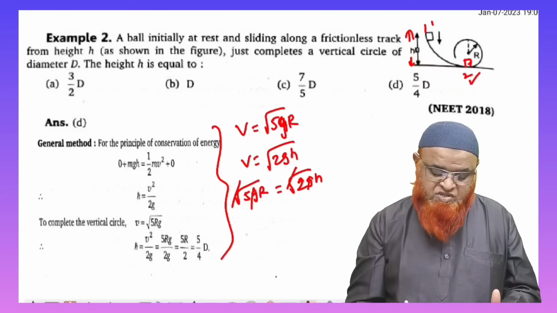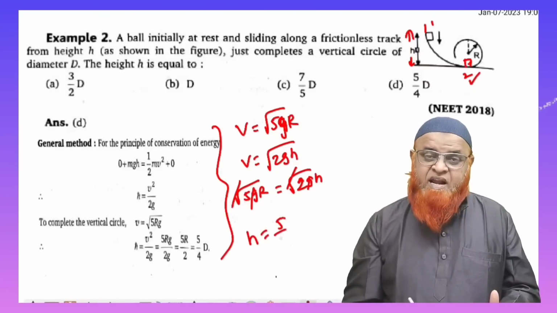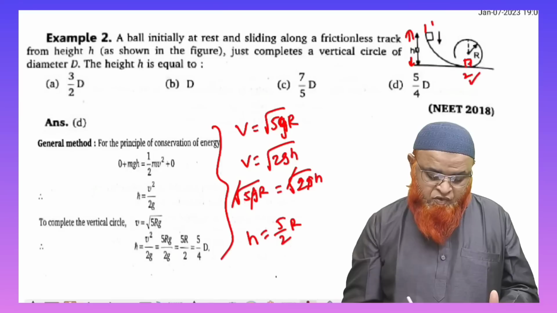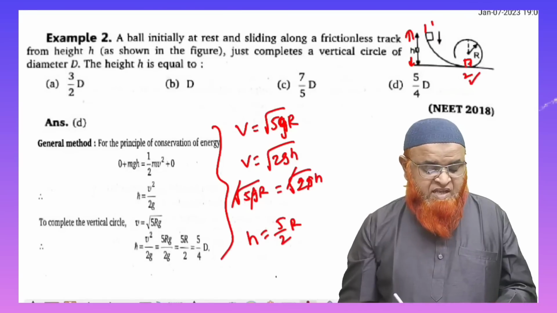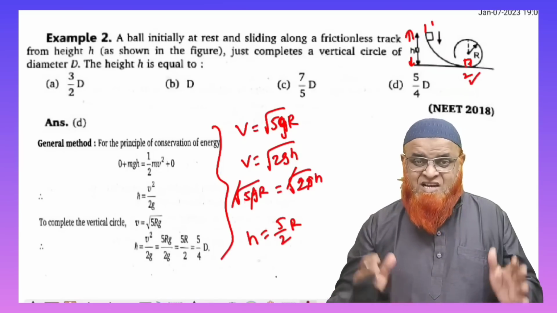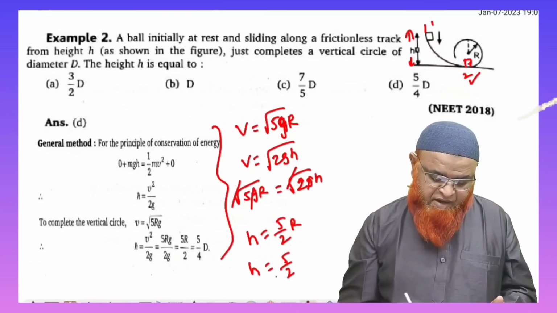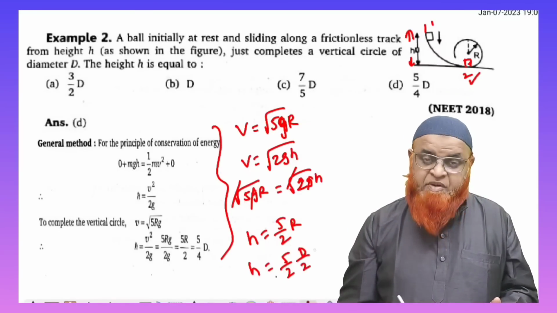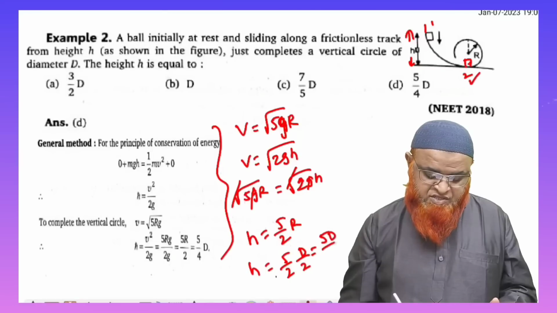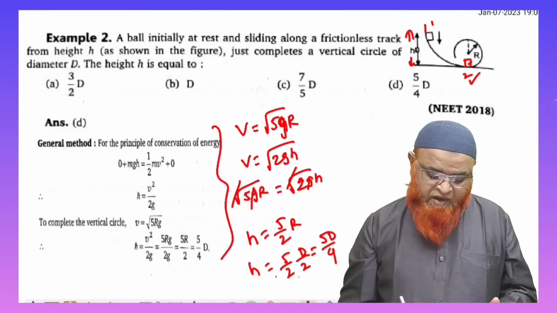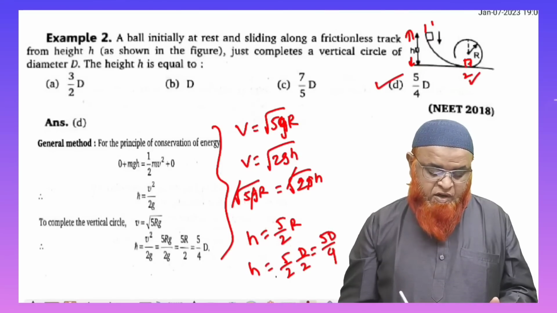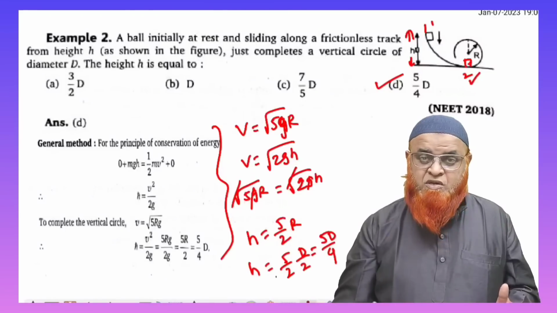You can cancel out g and g also, and now you can write h is equal to 5 by 2r. But he's asking us to write the answer in terms of diameter. Then you can write h is nothing but 5 by 2, and radius is nothing but half of the diameter, that is d by 2. So this can be taken as 5d by 4. Therefore your answer is 5d by 4, which is the fourth option.